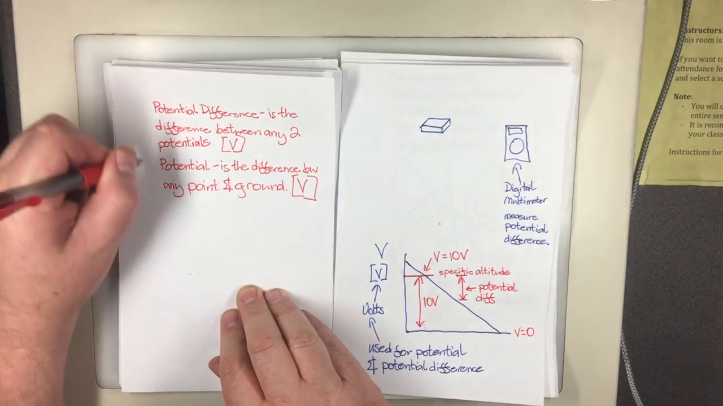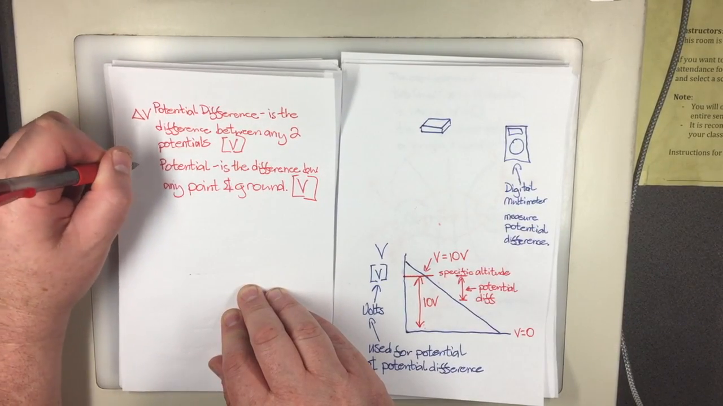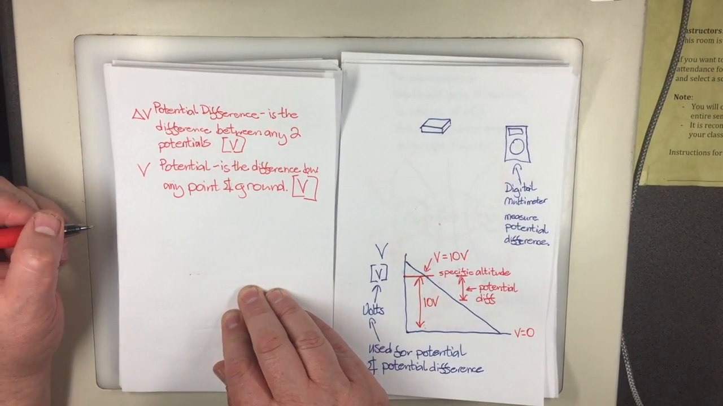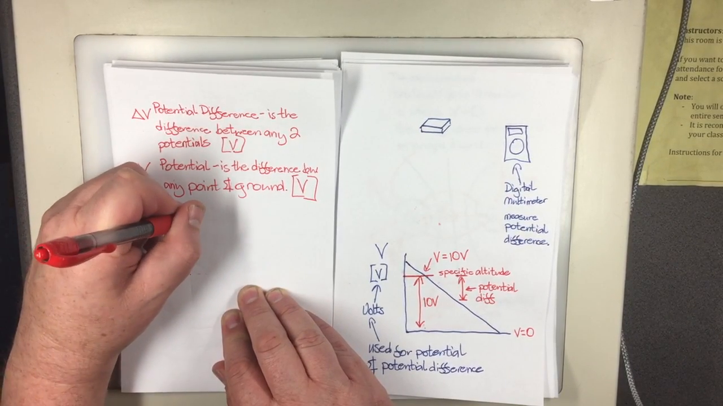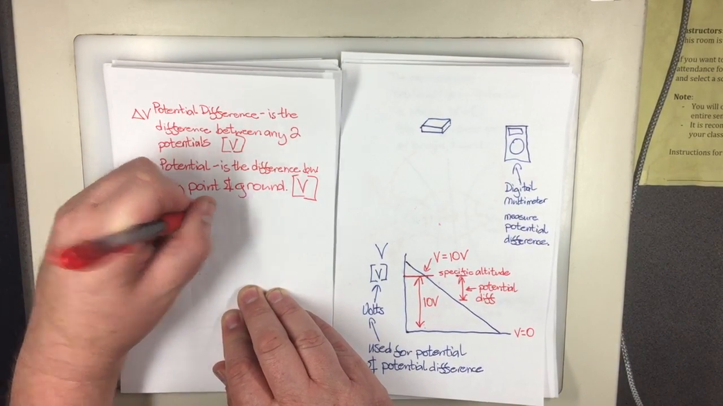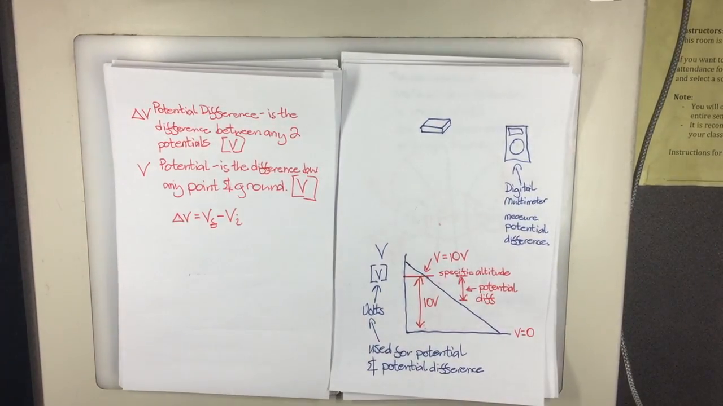And so potential difference, they typically write delta V. Potential, they write V. Delta V is V final minus V initial. And when you look at this and you go, well, if you start at ground, V initial is 0. So V final is just wherever you end up, whatever that final position is.